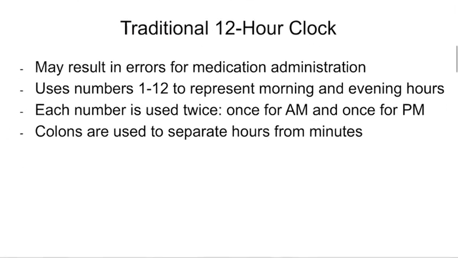The traditional 12-hour clock is what we most normally use in day-to-day activities, and that can result in errors from medication administration for various reasons. The traditional 12-hour clock uses the numbers 1 to 12 to represent morning and evening numbers. So every number is used twice, once for the morning, once for the evening. So 7 a.m., 7 p.m. That's how we use the traditional 12-hour clock. And in that case, colons are used to separate the hours from the minutes.